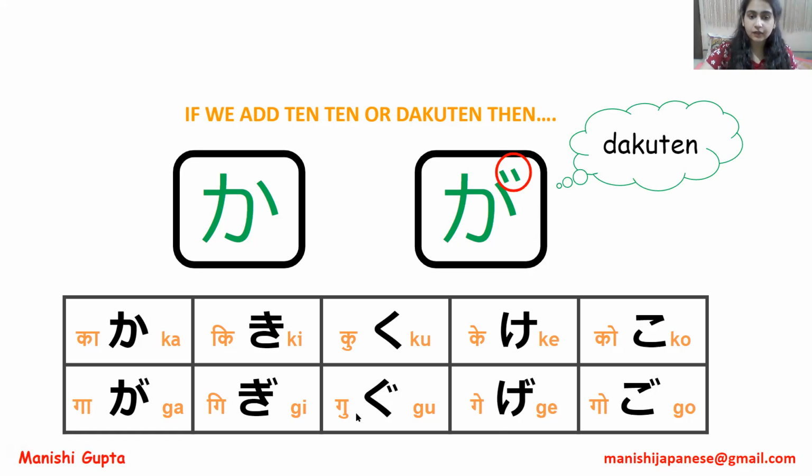If you see, the second line looks exactly the same. The characters look exactly the same with only one difference, which is that in the second line we have added this dakuten or tenten on top of that, and because of that it becomes ga, gi, gu, ge, go. So this is the only difference. Tenten is basically the colloquial word and dakuten is a bit more formal word. So actually it will be better if you remember this word. But the more important part is that ka, ki, ku, ke, ko will change into ga, gi, gu, ge, go when you add dakuten on top of that.